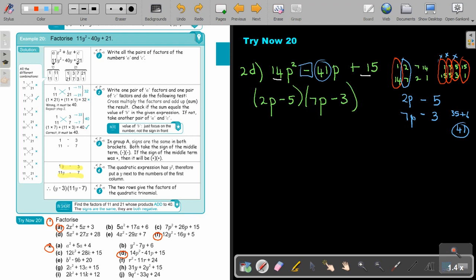In this case, especially with trinomials, remember, practice makes perfect. Do as many questions as possible.